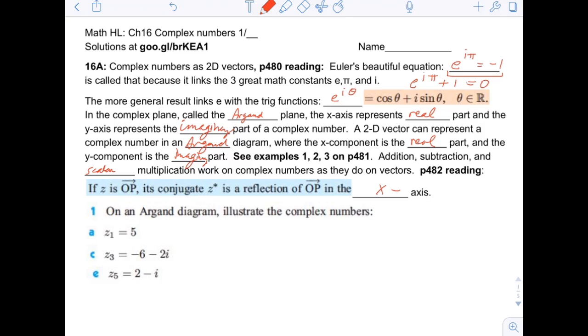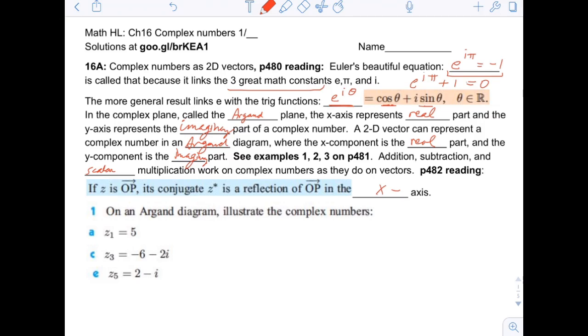And it's called the beautiful equation because it has the three great math constants in it, and they're all related to each other: e, pi, and i. The more general Euler's result links e with the trig function. So, for example, we have e to the i theta instead of e to the i pi, and then e to the i theta can be expanded into cosine theta plus i sine theta.